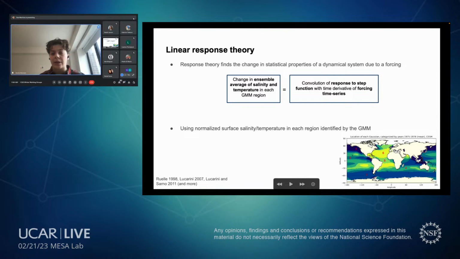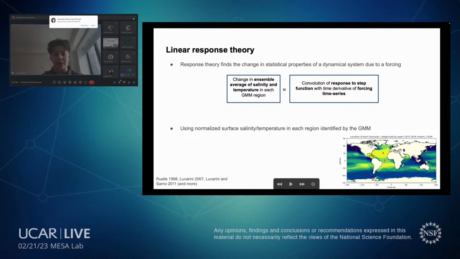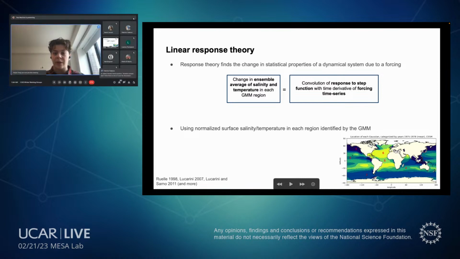So the next ingredient that we need for this method is linear response theory, which broadly speaking finds the change in statistical properties of a dynamical system because of a forcing. Here we're considering the dynamical system to be the climate system, and we're going to apply linear response theory so that we can talk about the change in salinity and temperature in each of those Gaussian mixture model regions. So in each of the 6 regions that's shown in the plot on the bottom right there.